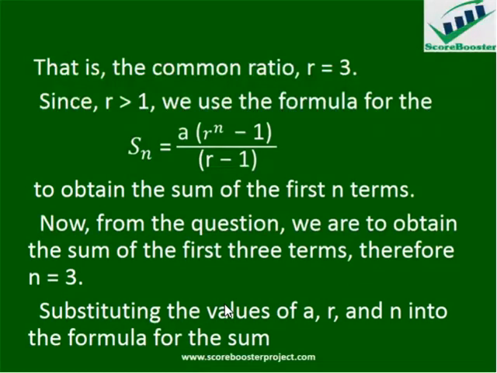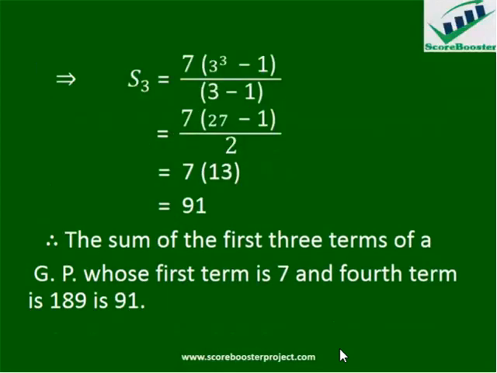So now we substitute the values of a, r, and n into the formula for obtaining the sum, which is this. So now n is 3. We have S3 equals the value for a, 7, into bracket, the value for r, 3, raised to the power value of n, 3, minus 1, over r, which is 3 minus 1. So 3 cubed is 3 multiplied by 3 multiplied by 3. 3 multiplied by 3 is 9. 9 multiplied by 3 gives 27.